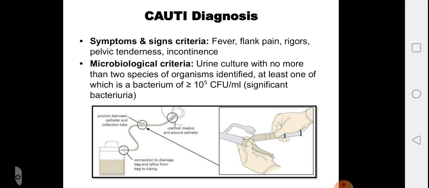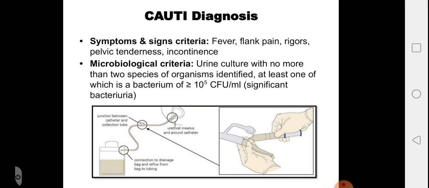What if you isolate 2 organisms? At least one organism should have a count of more than or equal to 10 to the power of 5 colony forming units per ml of urine. If more than 2 are isolated, it's not considered.